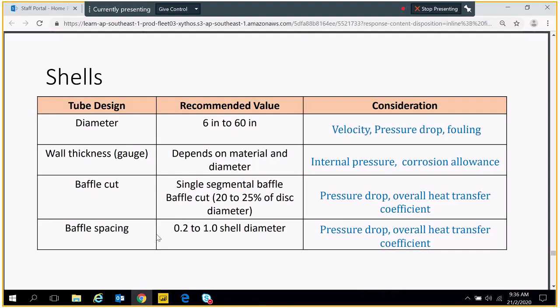If it's very wide, do you think that all the tubes will have a chance to come into contact with the shell fluid? Very wide, do you think all the tube surfaces will have good contact with the shell fluid? If it's very narrow, what's going to happen? Think of pressure drop. The baffles are very near to each other. Will there be an effect on pressure drop?